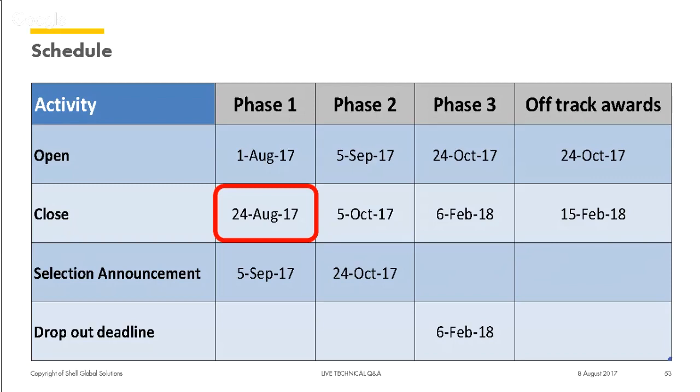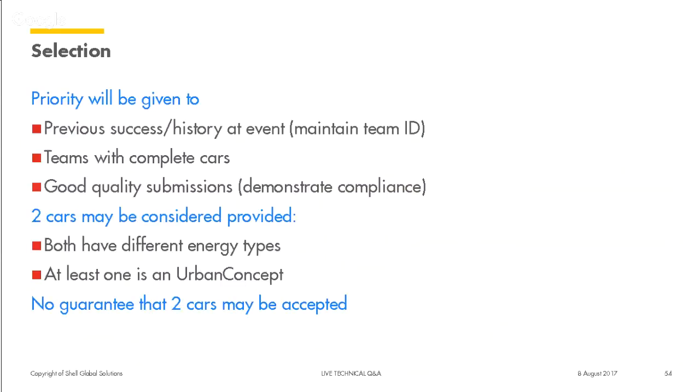So to talk about selection, priority will be given to teams that have previously joined and succeeded at the event, and teams with cars that are complete, and of course cars that have good quality submissions that you can demonstrate compliance. All right, so those are the preferences, because we want teams that are successful to be at the event.